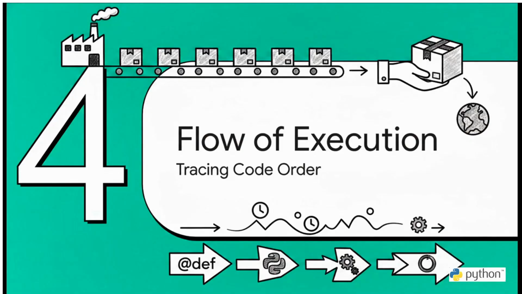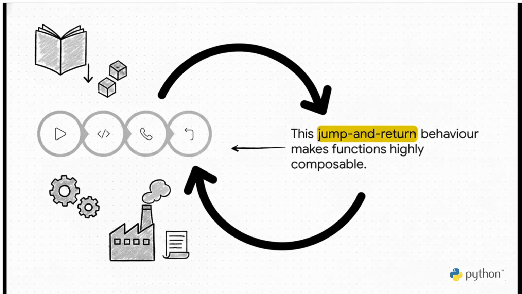Which brings us to part 4, the flow of execution. So we know how to build the factory, and we know how to ship the product. But how does Python actually read all this code chronologically? Well, it reads top to bottom, just like a book. But here's the clever trick. When it sees a function definition, it registers it silently, without actually running any of the code inside. It's this jump and return behavior that really is the secret magic making your code highly composable.